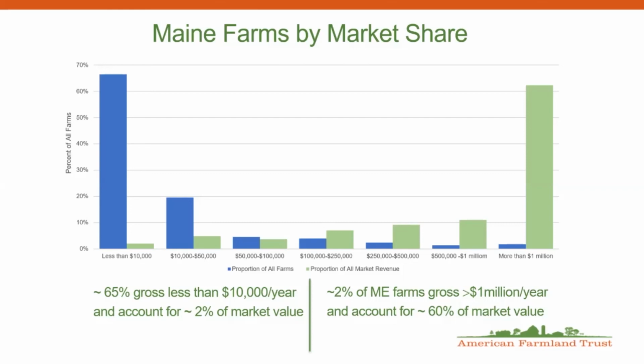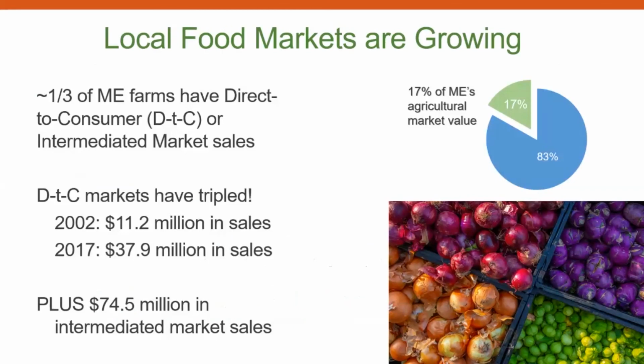Million-dollar farms have contributed more and more of the state's ag revenue, from 40% in 2002 to over 60% in today's census. So farms in the middle have contributed less and less overall and continue to get squeezed, and I think that is where we need to spend a lot of our attention, because they control a lot of our ag land. So the hope, next slide, is that there are areas where things are growing and becoming increasingly prosperous, and local food markets is one of them.